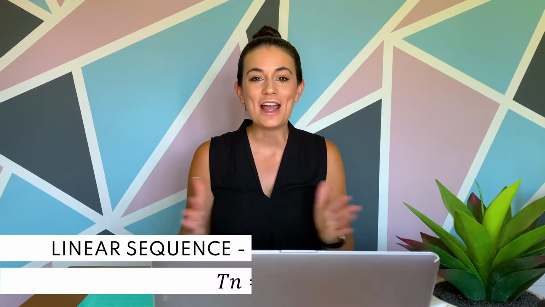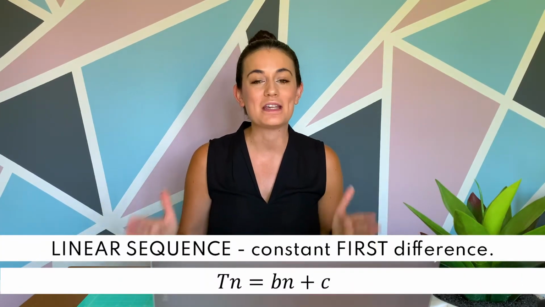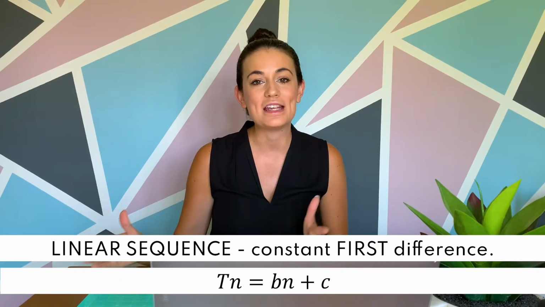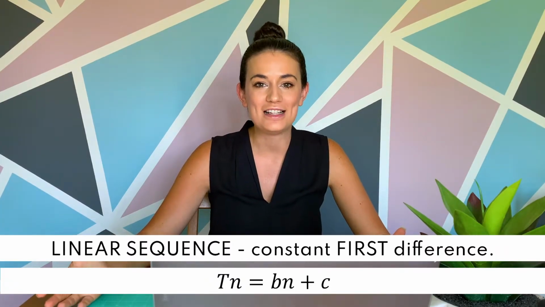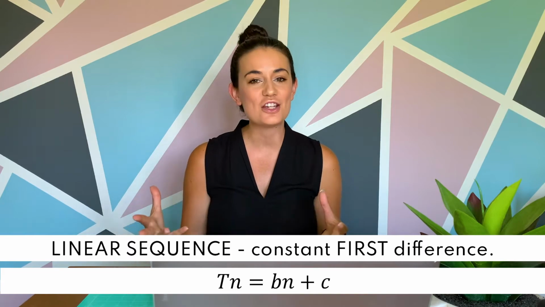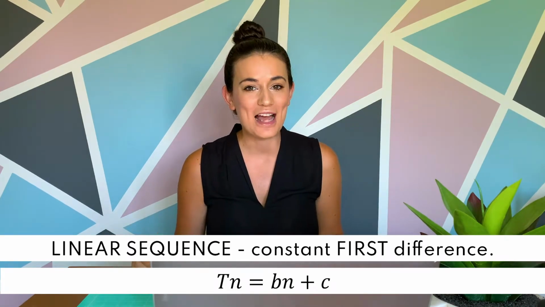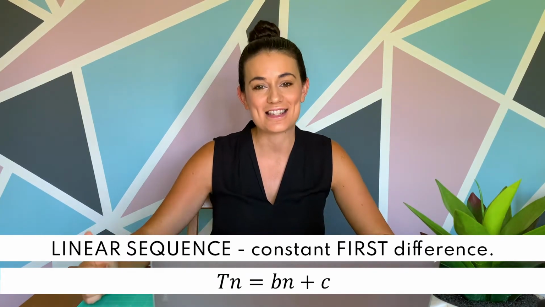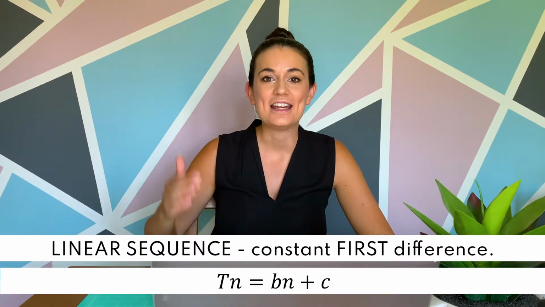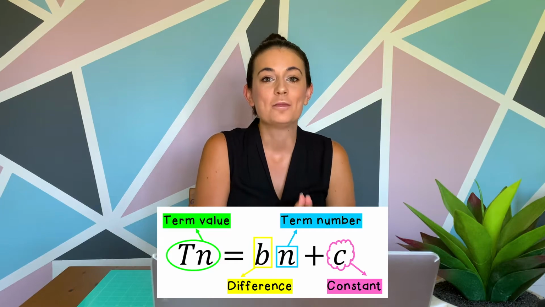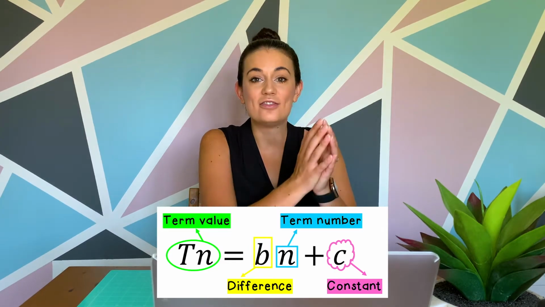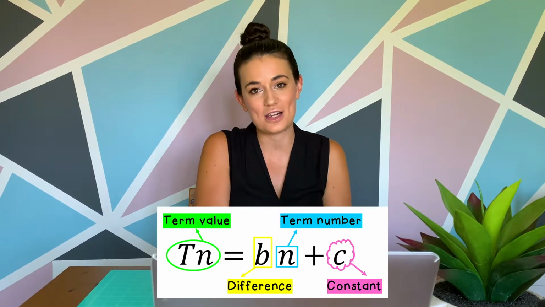So what we need to understand is what each letter in the formula stands for. The formula for a linear sequence is Tn equals Bn plus C. You can see that it's in the form of a linear expression, a linear equation, and that's how we work with our linear number patterns or linear sequences. The Tn together means the term value, so that is the value of the term in the sequence.